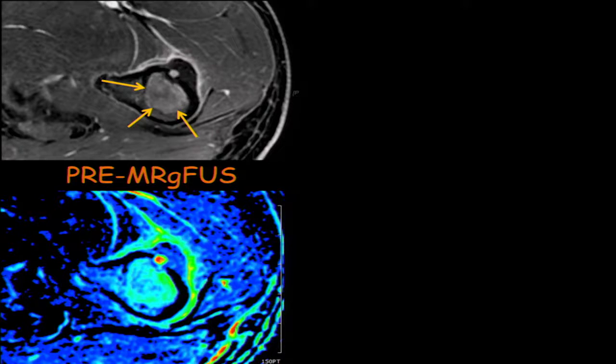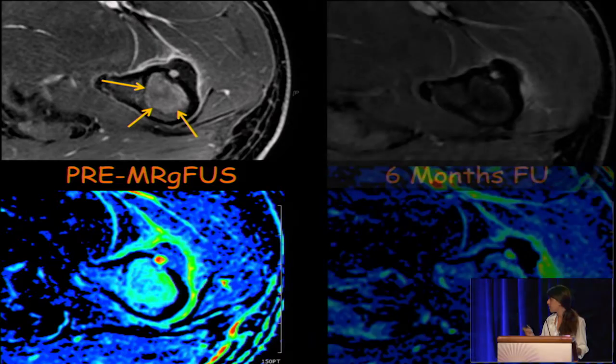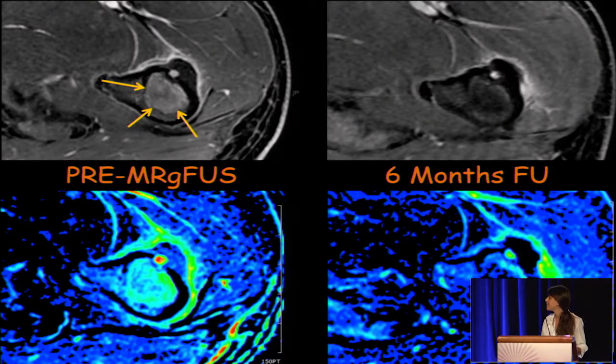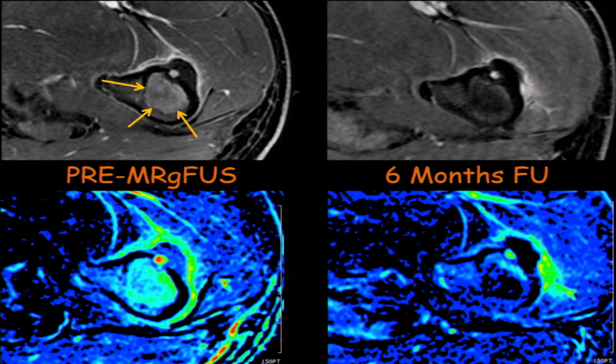Our last case is, again, a femur. We can see where the arrows are, that we have the increase of the inflammatory response and the edema, and in fact, after 6 months, as you can see, there's no inflammation in that area.